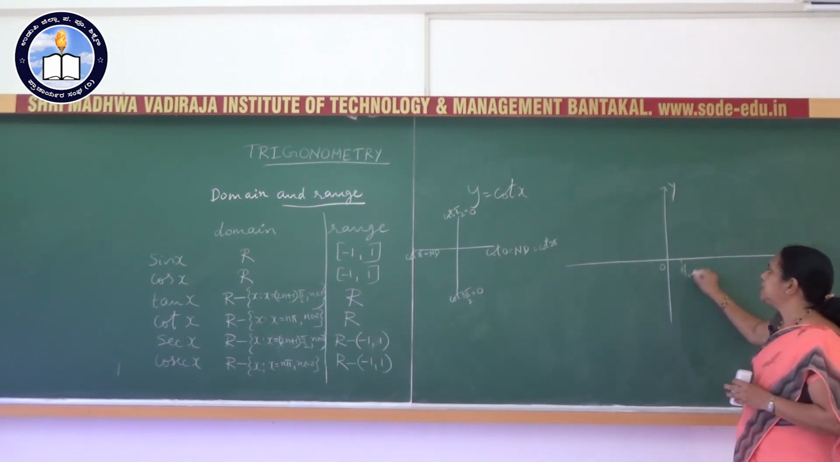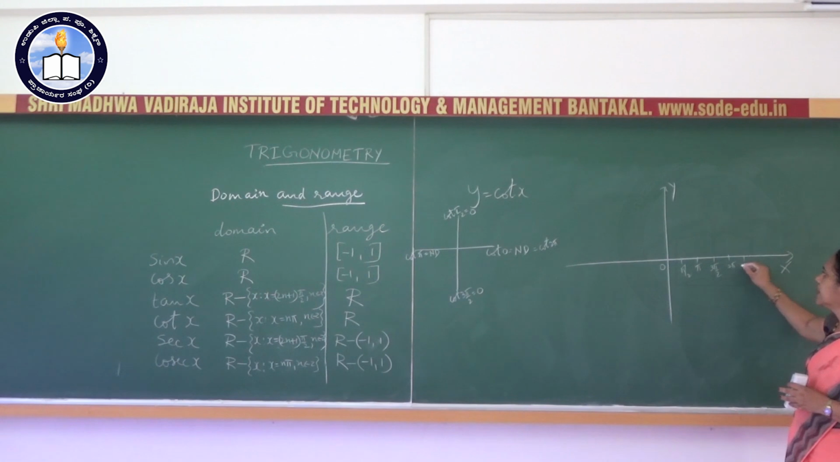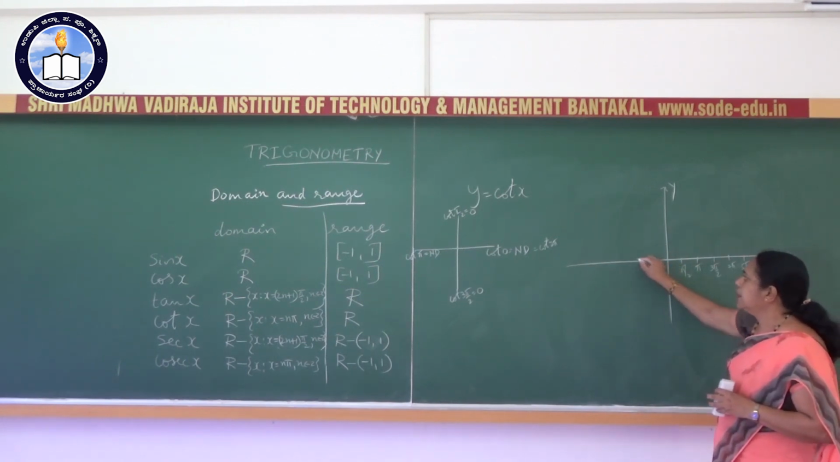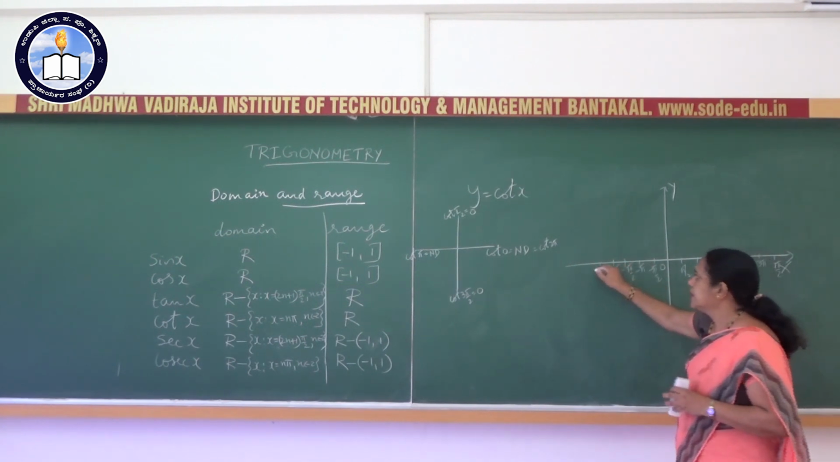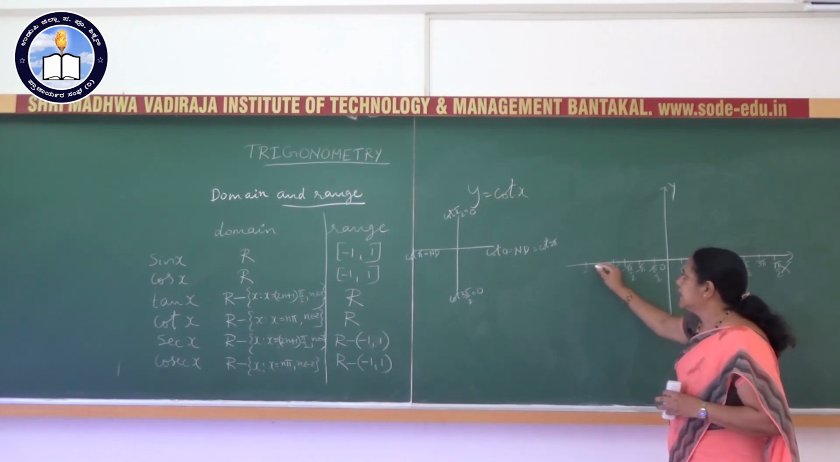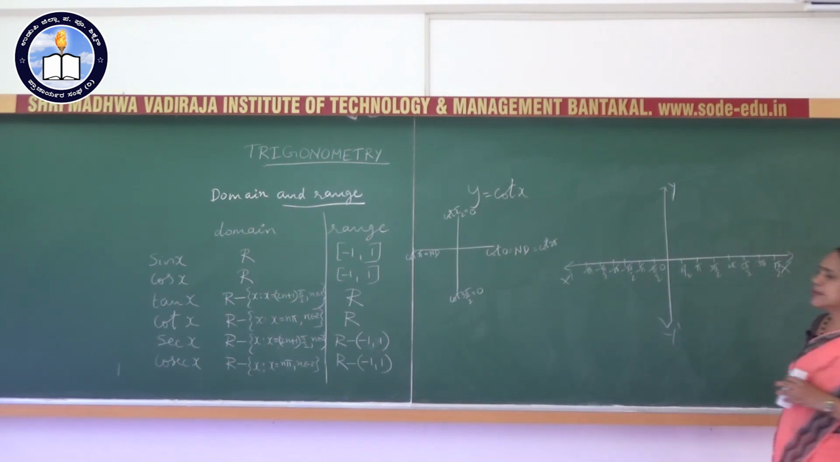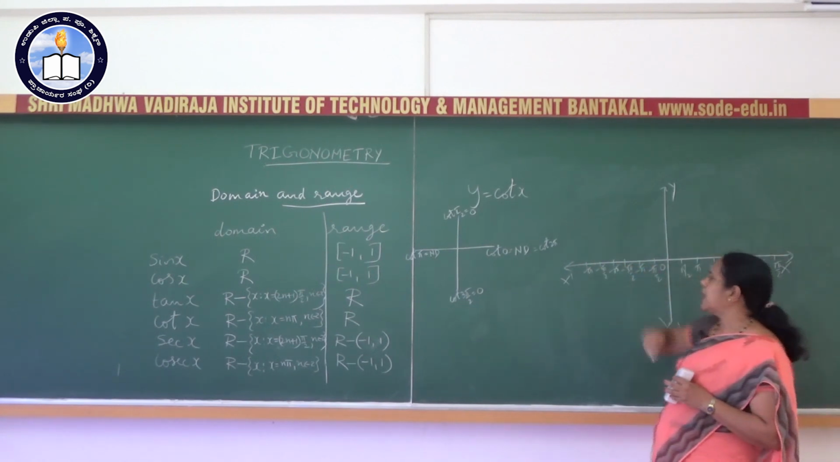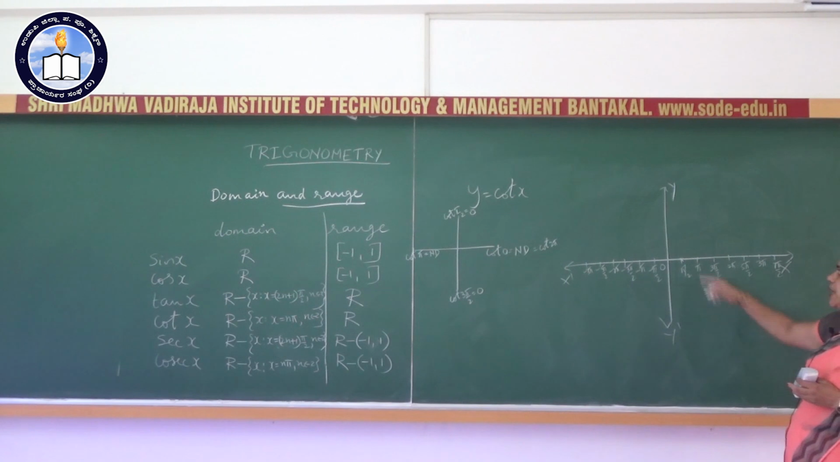On the x-axis: 0, pi by 2, pi, 3 pi by 2, 2 pi, 5 pi by 2, 3 pi, 7 pi by 2, etc., and minus pi by 2, minus pi, minus 3 pi by 2, minus 2 pi, minus 5 pi by 2, minus 3 pi. What is cot 0? Cot 0 is not defined. Cot pi by 2 is equal to 0. When x is equal to pi by 2, cot pi by 2 is equal to 0.